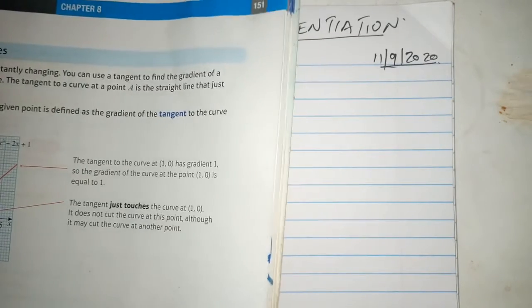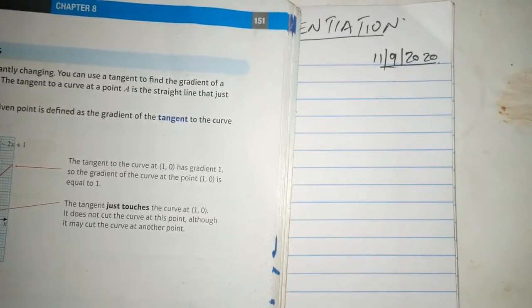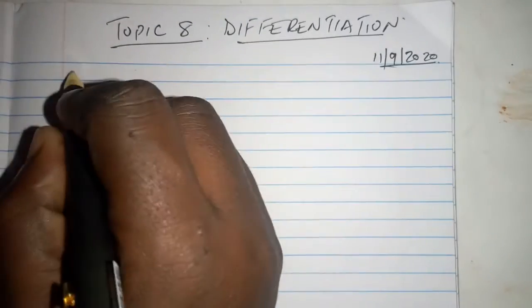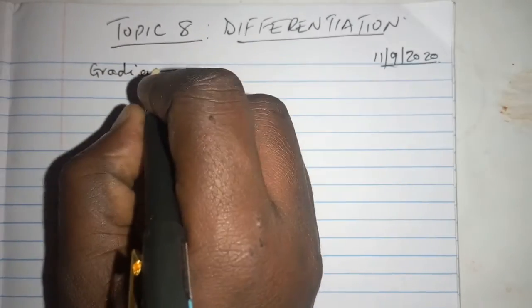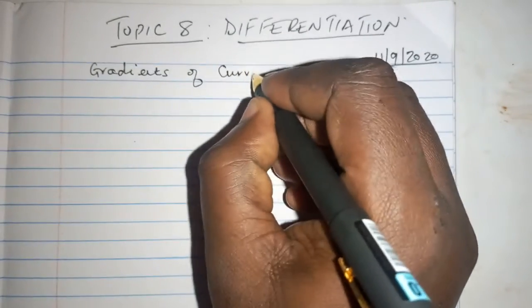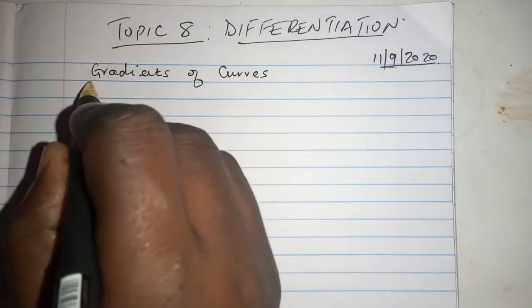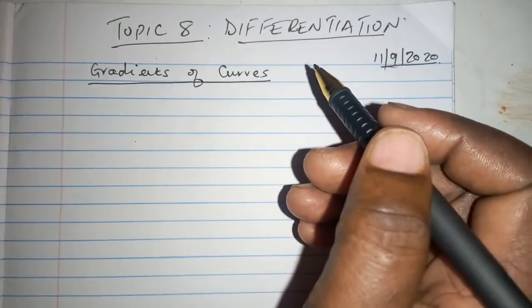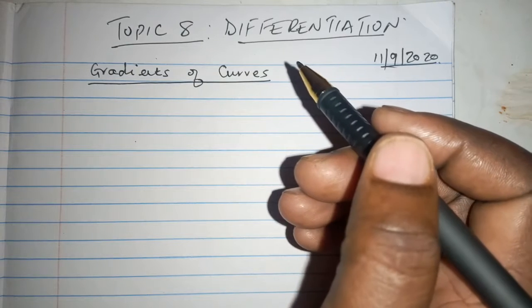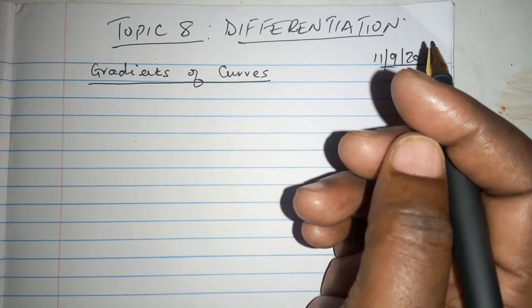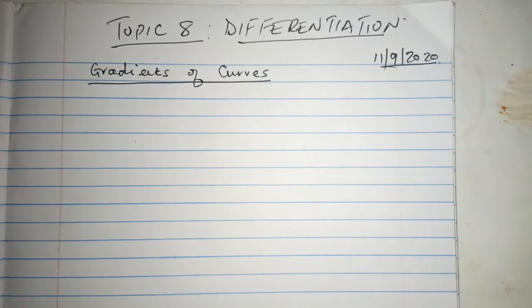And I want us to just talk about differentiation, and differentiation is something that we have had before because it's the approach we use when we want to calculate the gradient of curves. We have had this word differentiation before, and we all know that we differentiate to get the gradient of a curve at any given point.